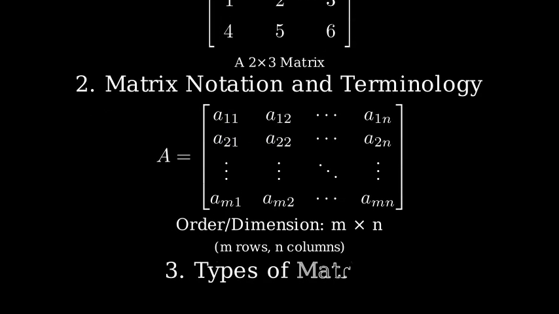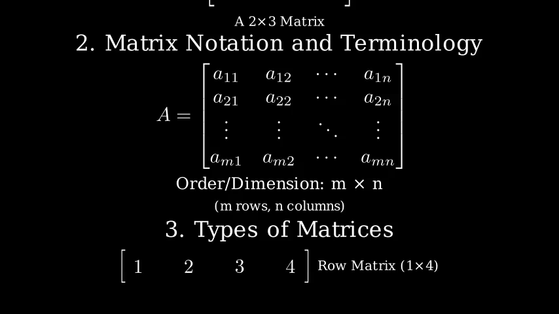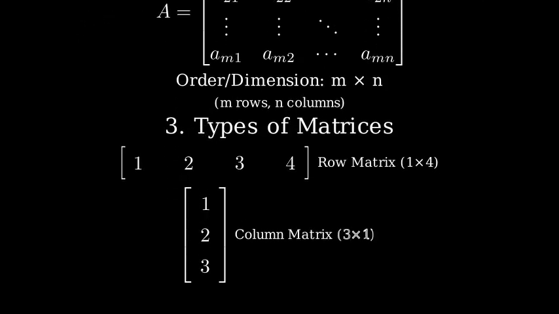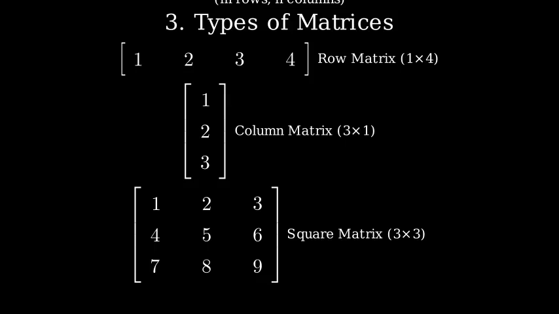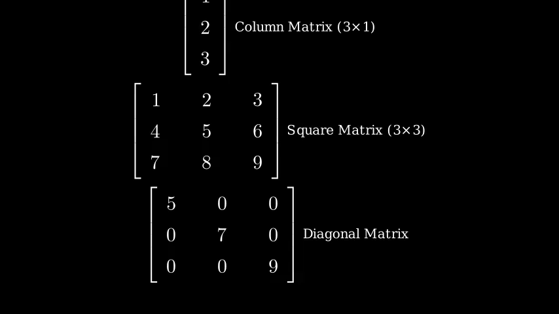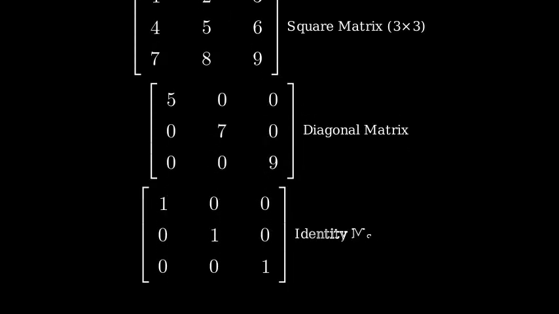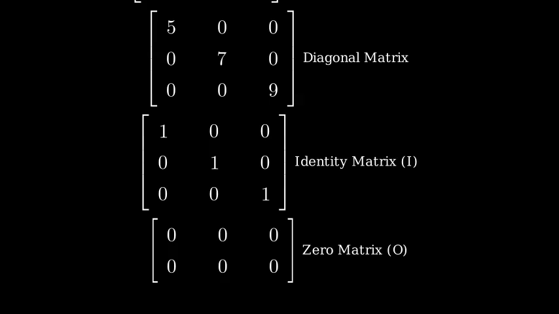Let's explore the different types of matrices. A row matrix has only one row. A column matrix has only one column. A square matrix has an equal number of rows and columns. A diagonal matrix is a square matrix where all non-diagonal elements are 0. An identity matrix is a special diagonal matrix with 1s on the main diagonal and 0s elsewhere. A 0 matrix contains all 0 elements.